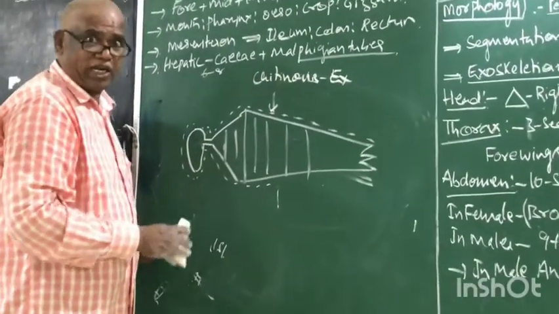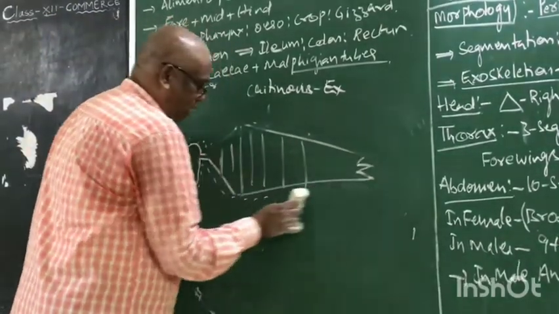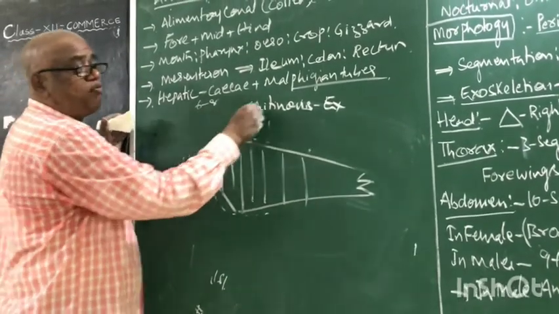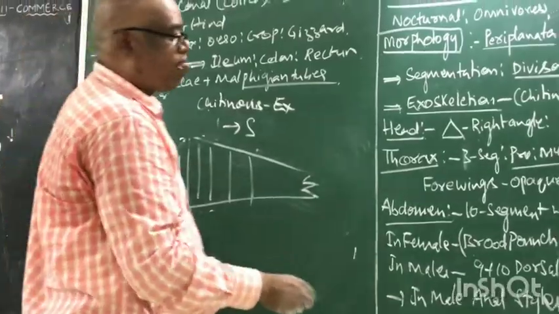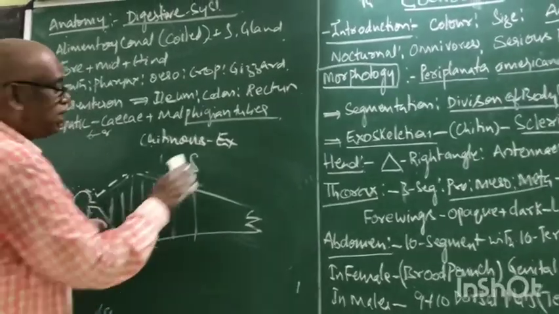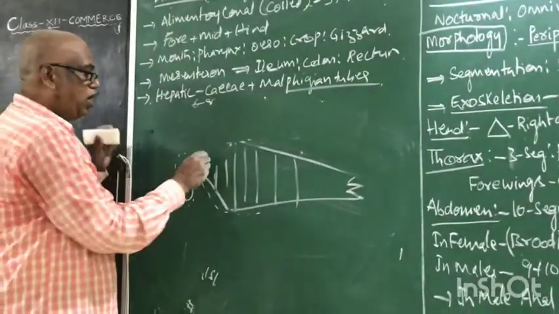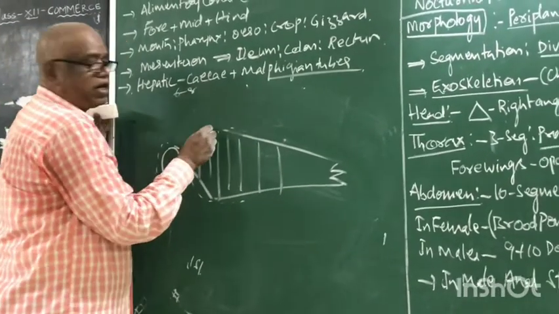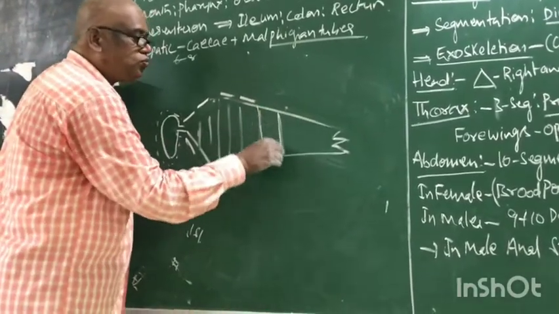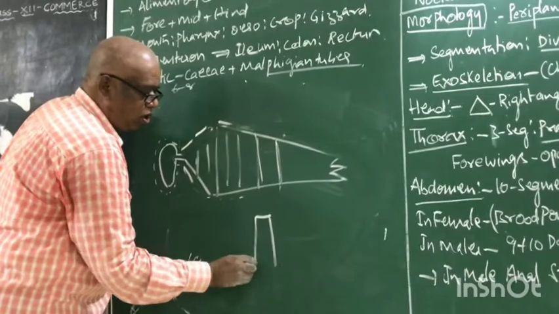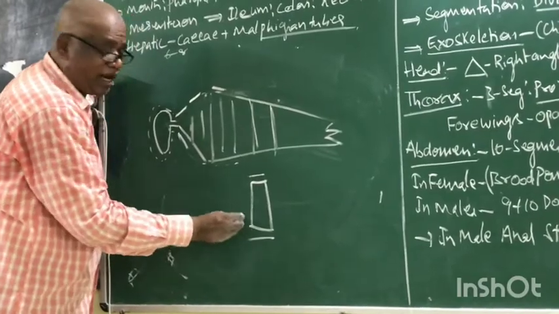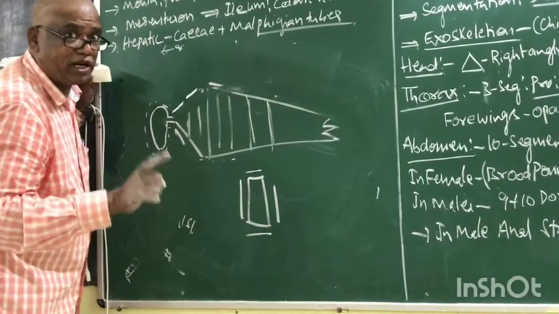But this exoskeleton is in the form of plates. This is one plate. The plates of exoskeleton are called sclerites. What is a sclerite? A plate of exoskeleton. This is one sclerite, this is another sclerite. If you take one segment, it contains four sclerites: dorsal sclerite, ventral sclerite, and lateral sclerites. That means each segment contains four.